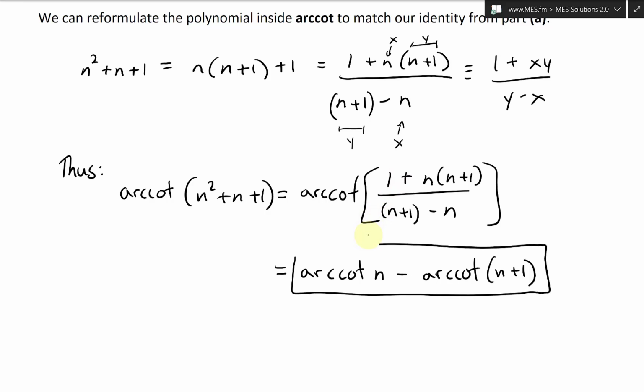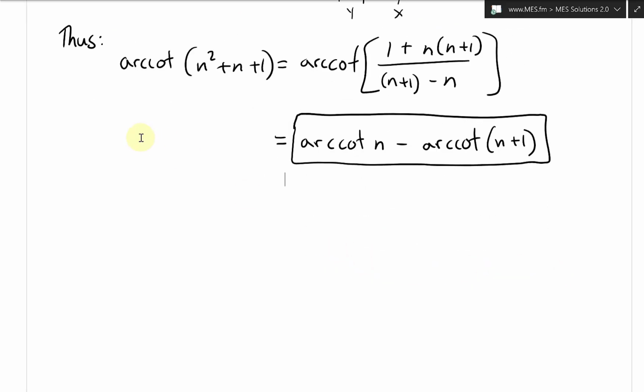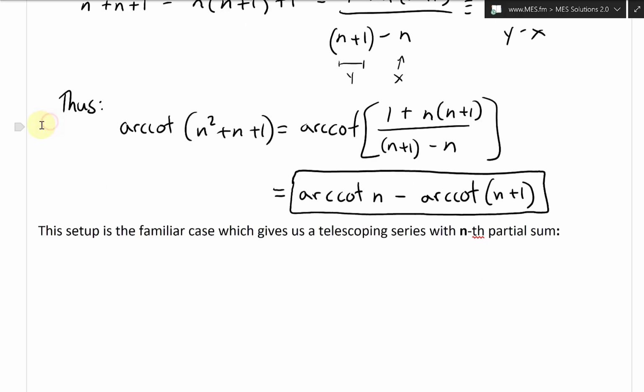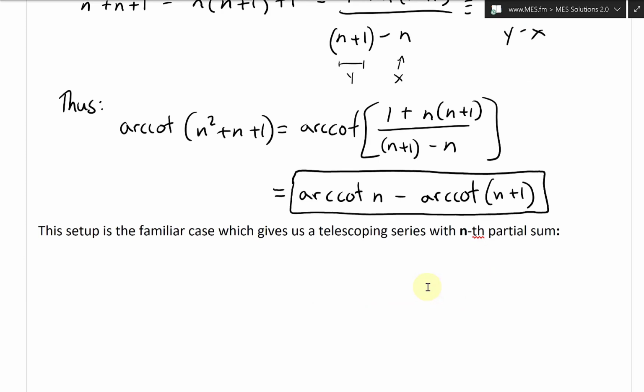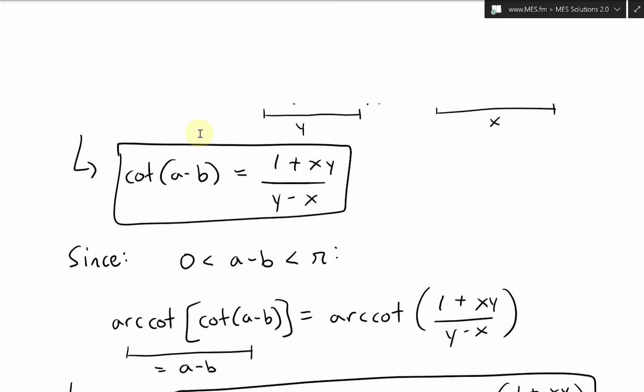Whenever you have a subtraction where you're subtracting the next term, that usually means we're going to be canceling out. So continuing further, this setup is the familiar case which gives us a telescoping series with the nth partial sum being, well, let's just write it out. So Sn, because we're going to be summing this up to infinity, is the function arc cotangent of n squared plus n plus 1.